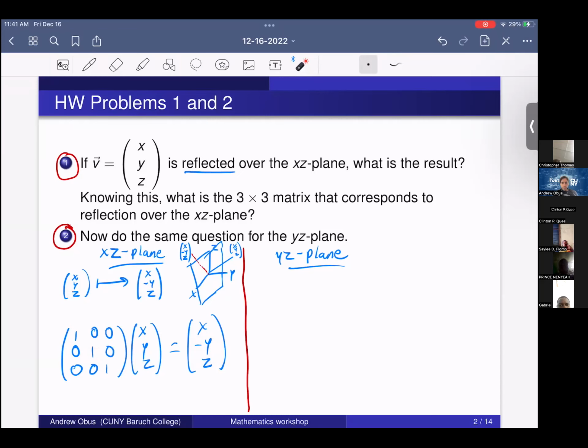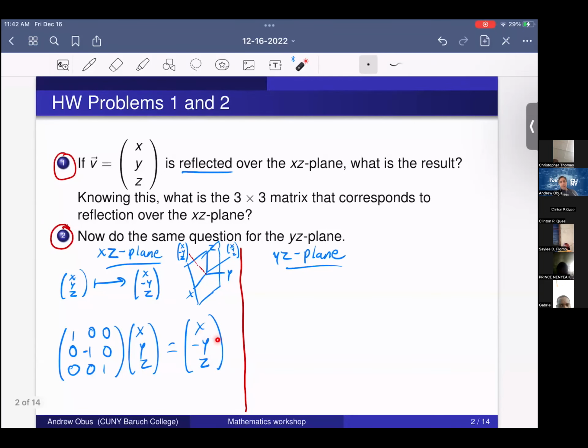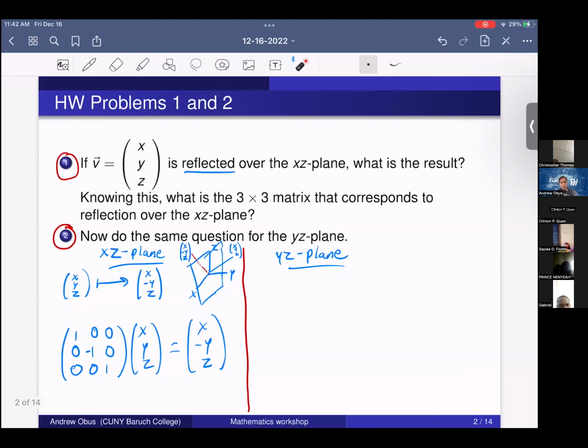Yeah, we will move to the middle one. The middle one. Okay. Yeah, exactly. Great. Thank you. Yeah, the middle one, right? Because if you do the matrix multiplication here, you're going to get an X in the first row, and then a negative Y in the second row, and then a Z in the third row.